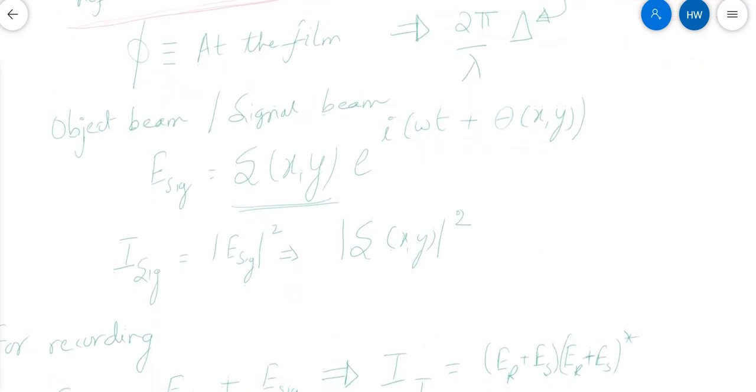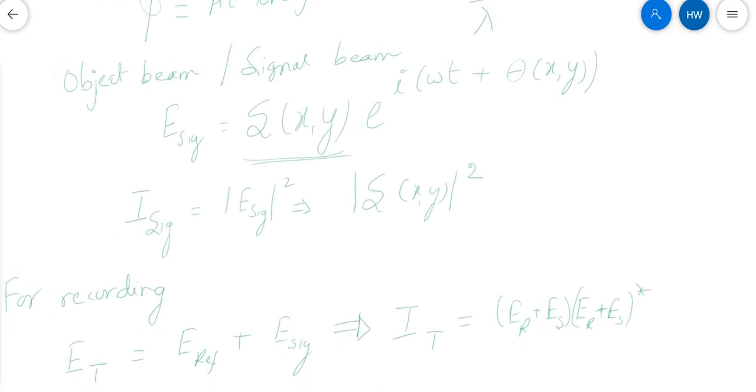Now if you look at the signal beam, which is the object beam that is coming, I'm writing this E signal, and it has an amplitude variation S which is a function of x and y, the two coordinates corresponding to the surface of the film. Of course, it's at the same frequency as the reference, but there is also a phase which might be spatially varying, which is captured in this theta of x, y.